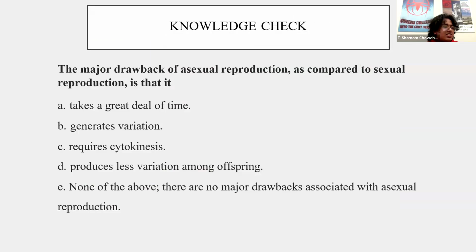So, knowledge check. I did not go over this, but this should be simple. What's the drawback of asexual reproduction as compared to sexual reproduction? D, right. In asexual reproduction, you're producing an identical copy of yourself. If for some reason that identical copy is not able to survive because of a change in environment, etc., the offspring are going to die off. There's less variation. They're exact copies.